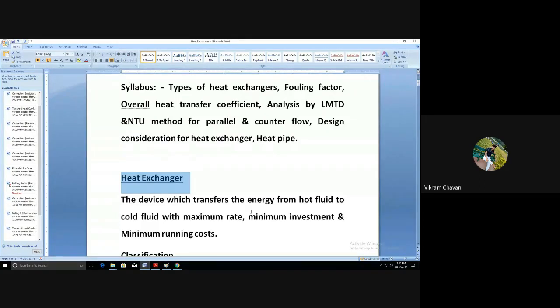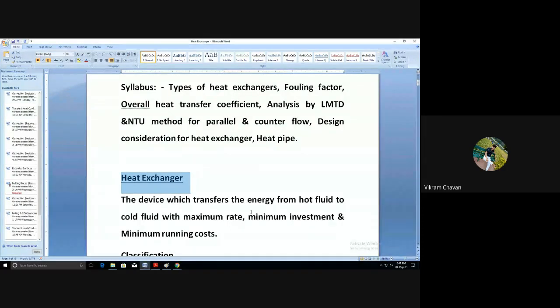Specifically in heat transfer, the device which is considered to be a heat exchanger is the one which provides the maximum rate of heat transfer with a minimum running cost.